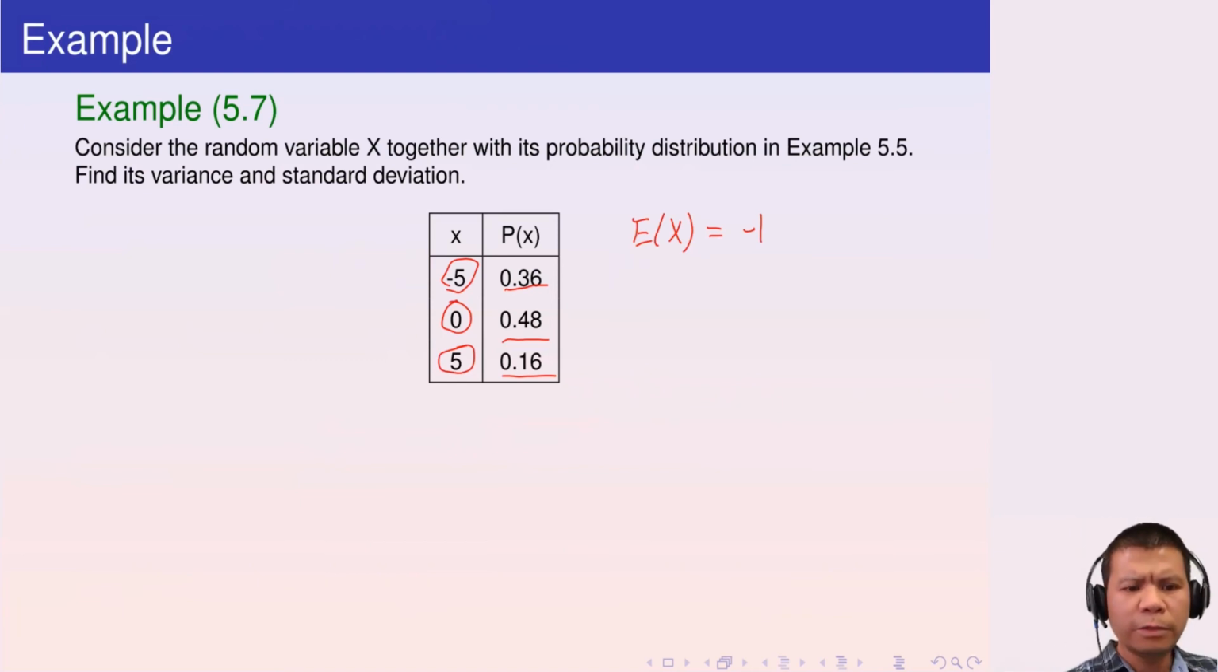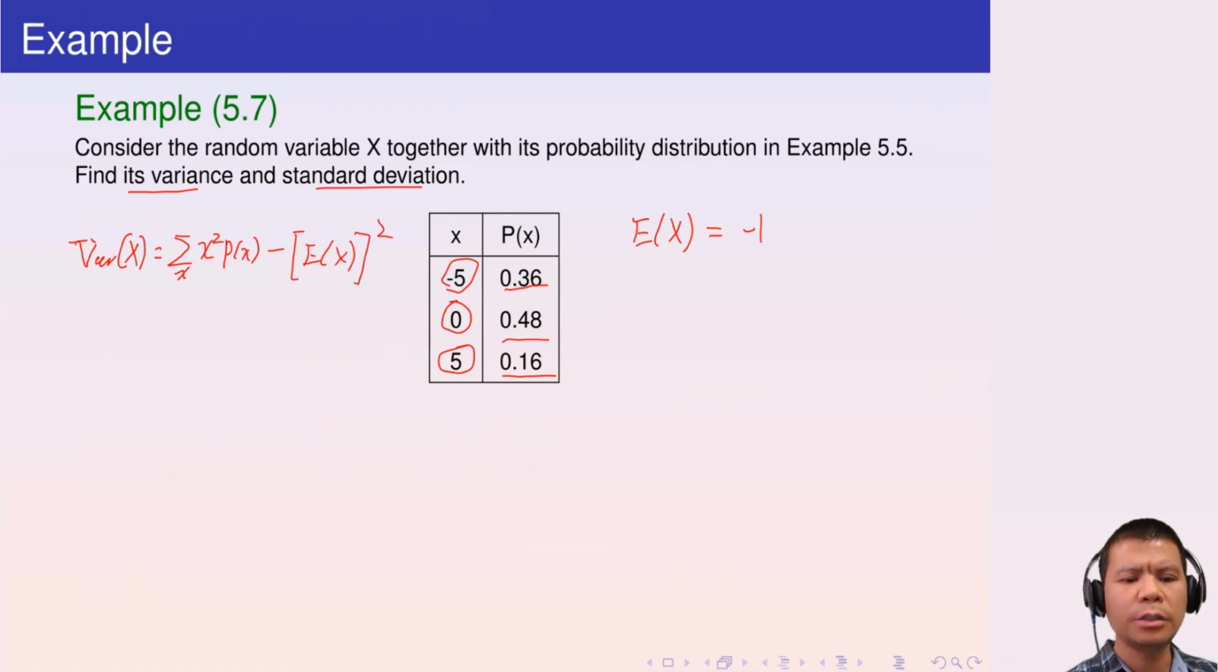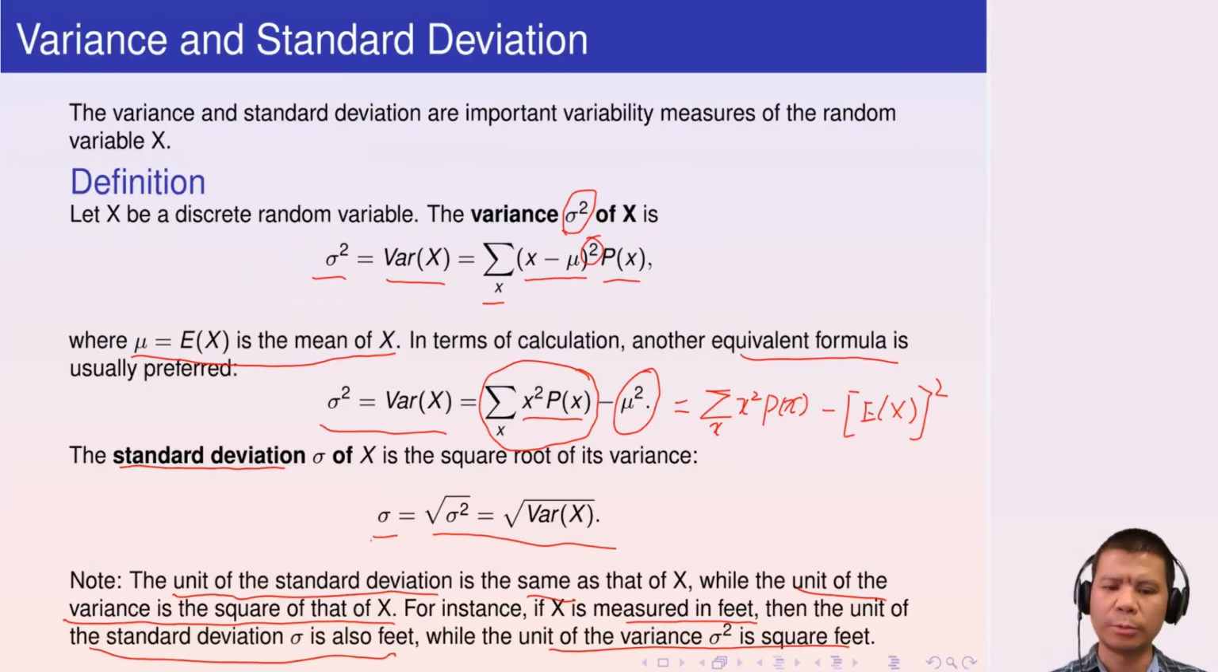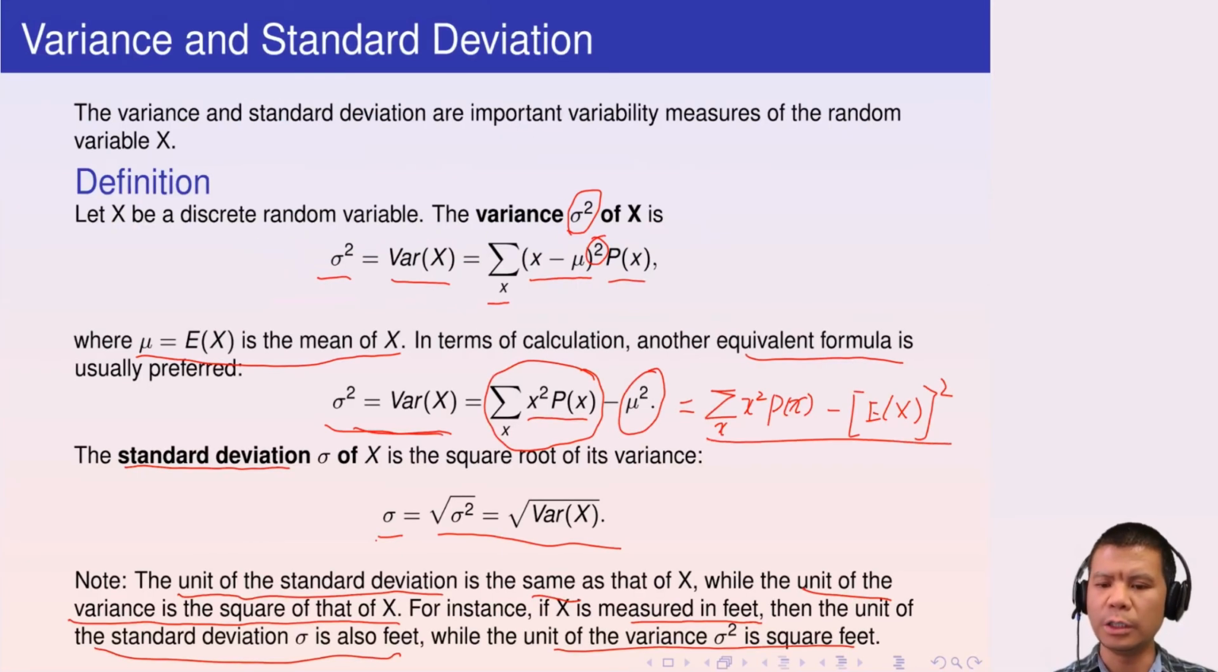So now we are to find the variance and standard deviation. How to find the variance and standard deviation? Firstly, the variance, as we know, this formula equals the summation of x squared p of x over x minus the square of the expectation. This is the formula for the variance.